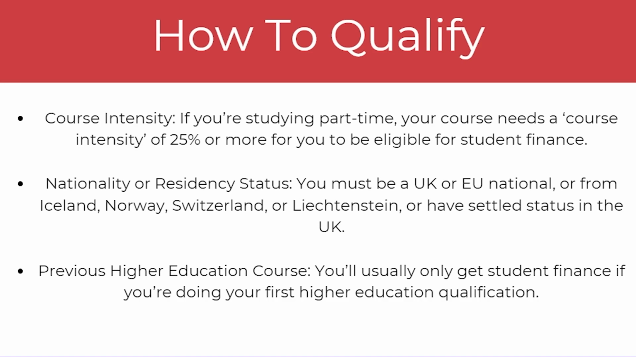Also, your nationality or residency status. You must be a UK or EU national, or from Iceland, Norway, Switzerland or Liechtenstein, or have a settled status in the UK. And finally, you must not have a previous higher education course. You'll usually only get student finance if you're doing your first higher education qualification.